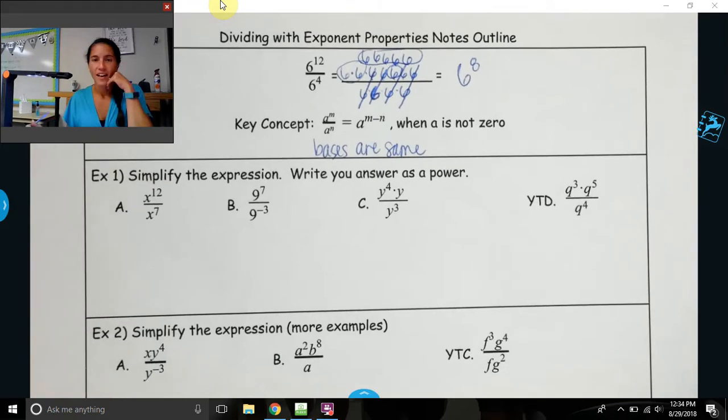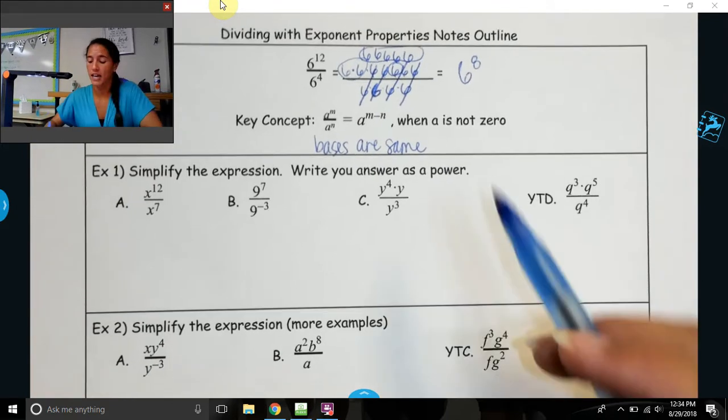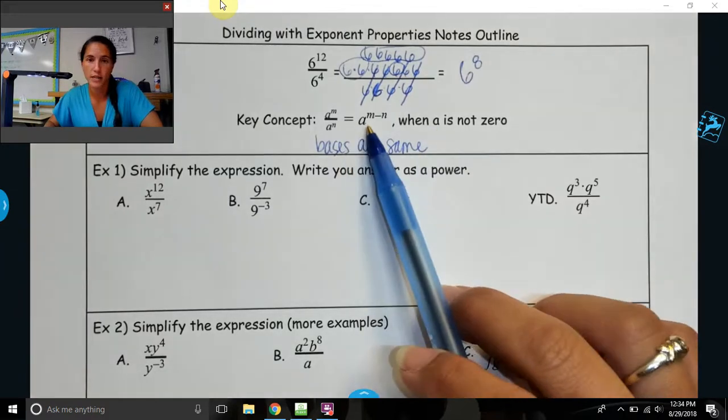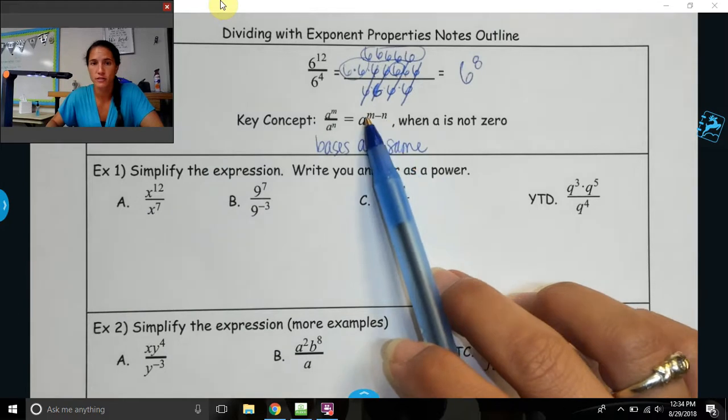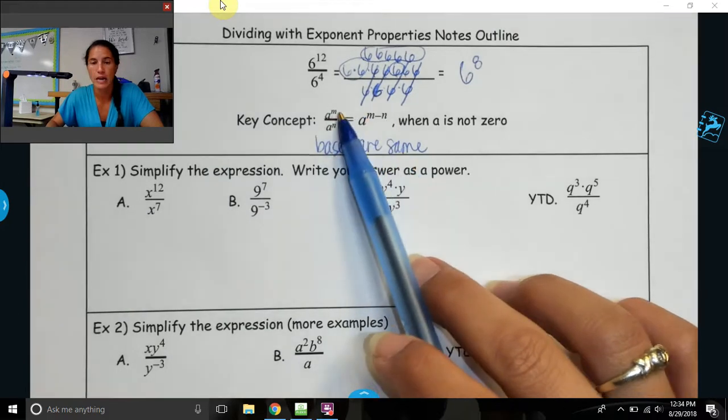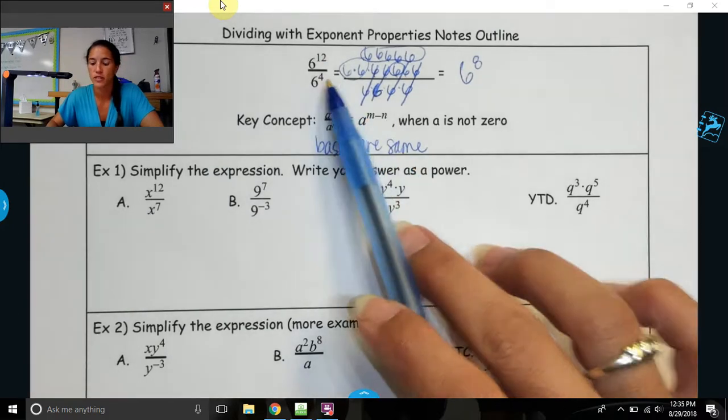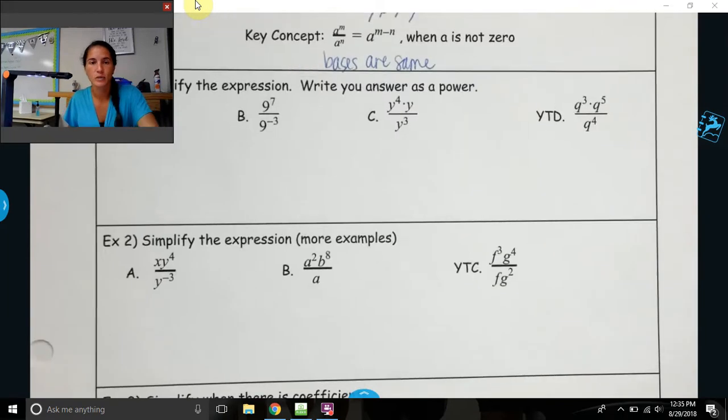Yeah. All right, so your bases have to be the same, and a cannot be 0. So we're talking about an integer, positive or negative, but your bases stay the same, and you subtract your exponents, m minus n. It's always the top minus the bottom. So 12 minus 4 is 8. So let's do some examples together.